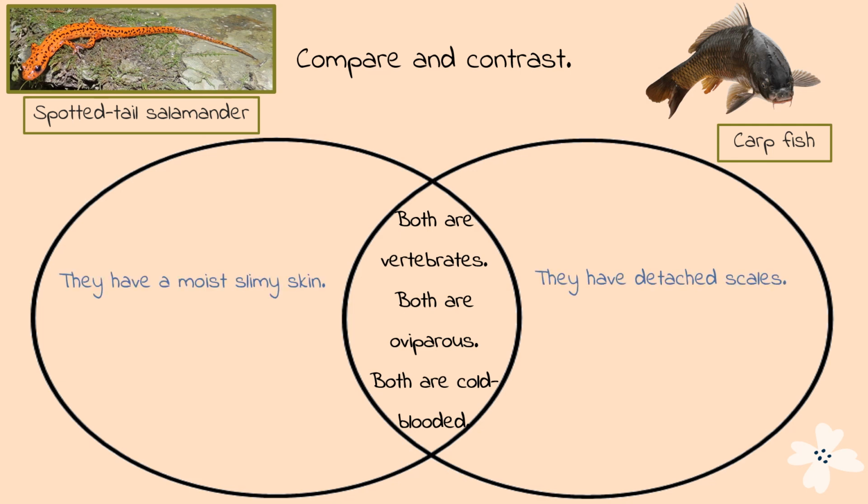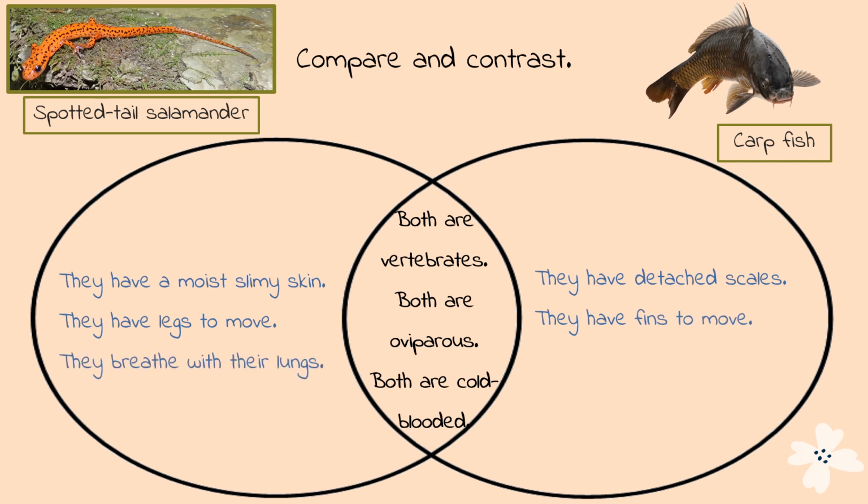Salamanders have a moist slimy skin, while carpfish have detached or disconnected scales. Salamanders have legs to move, while carpfish have fins to move. Salamanders breathe with lungs, while carpfish breathe with their gills.